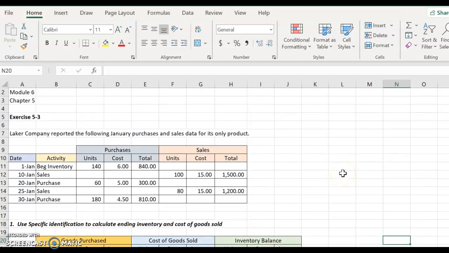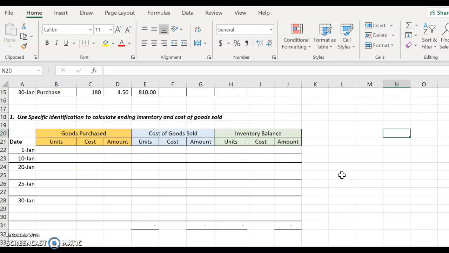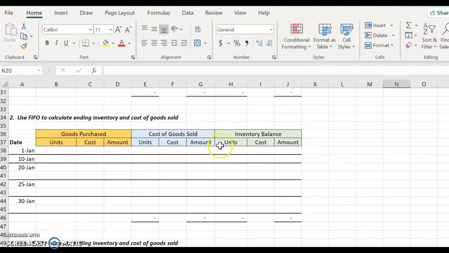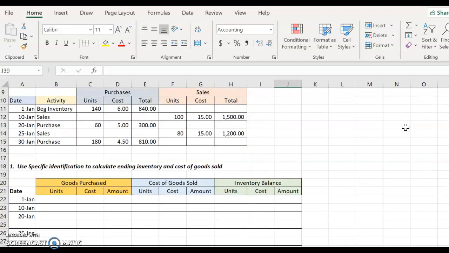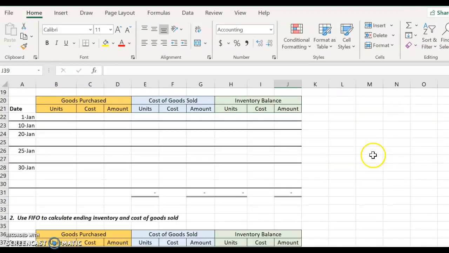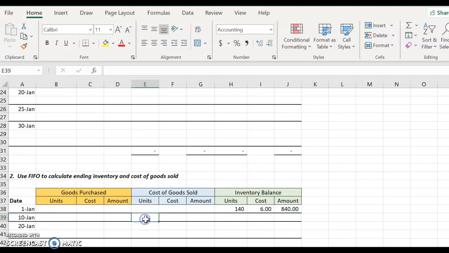So our beginning inventory is 140 at $6. So we'll go ahead and put that in, 140 at $6. My amount is $840. What happened on January 10th? We sold some goods. So I sold 100. I only have the one layer, so I know that. So $6, and we'll extend that.